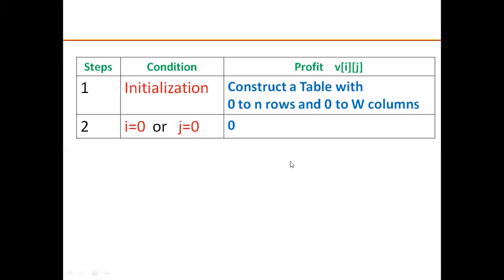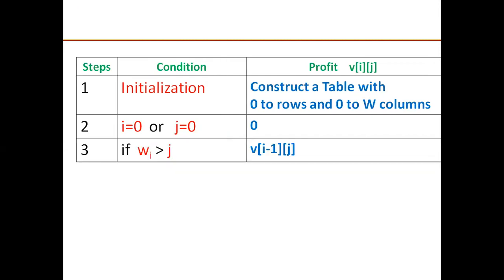Next, to initialize the table, we fill the first row and first column with 0, which indicates that if there is no object, I can't earn any profit. If there is no bag, then also I can't earn any profit, so it's 0. Next condition: where weight is greater than capacity, we are not earning new profit, but with the previous objects we might have got some profit, so the current profit will be the same as V of i minus 1, j, that is, the previous profit.